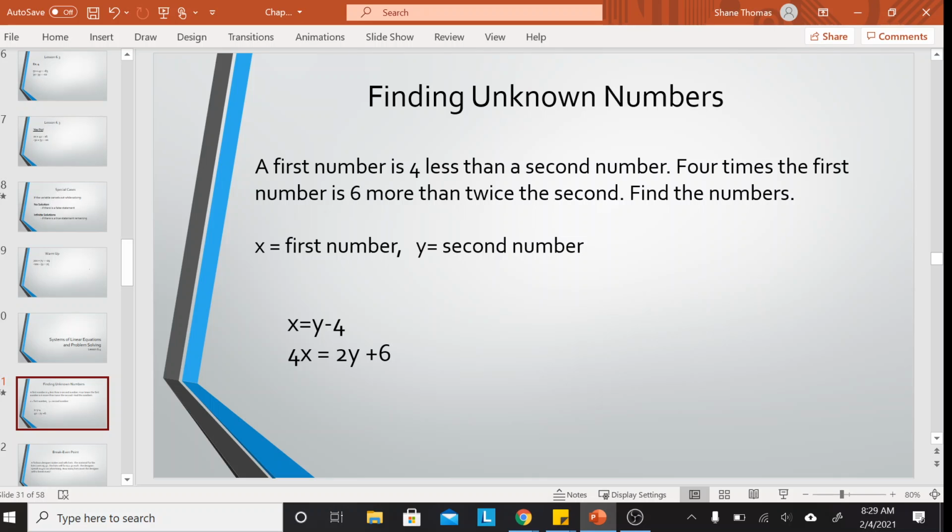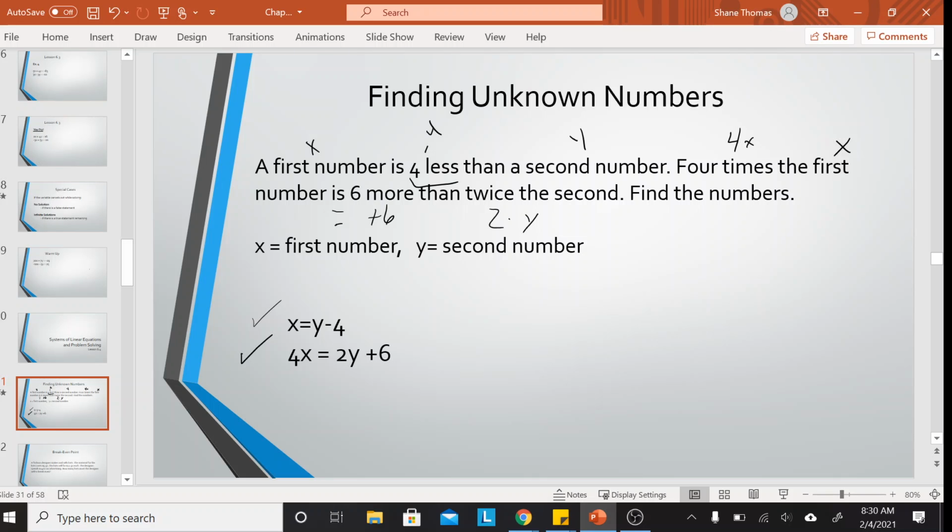So for instance, the first number is 4 less. I see 4 less, that means -4. Then the second number, okay? So we say first number is x, second number is y. So we're looking at x equals y minus 4. That's the first one. Second one, 4 times. So I need something where I multiply by 4. The first number, well, we just found that the first number was x. Is 6 more than, we saw is, that means equals. 6 more is plus 6 than the second, then twice the second. So that's 2 times our second number, which is y. It's going to give me 4x equals 2y plus 6.